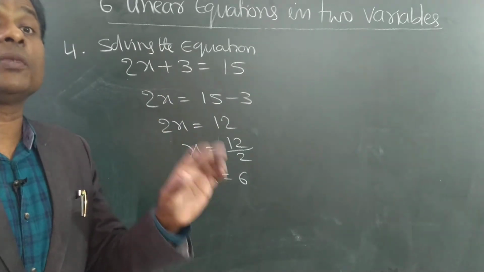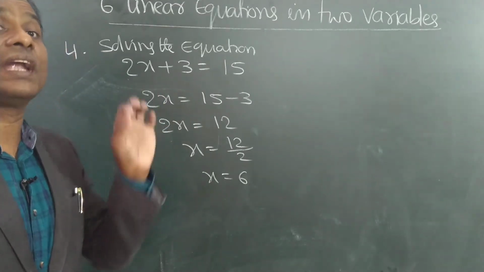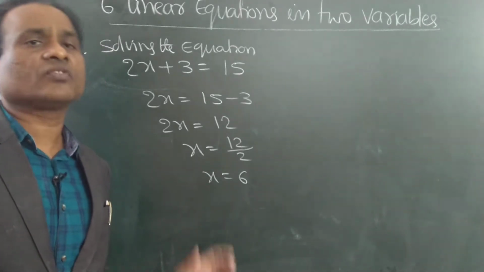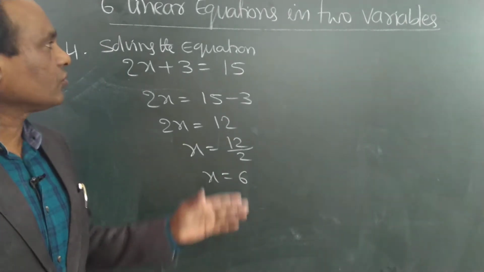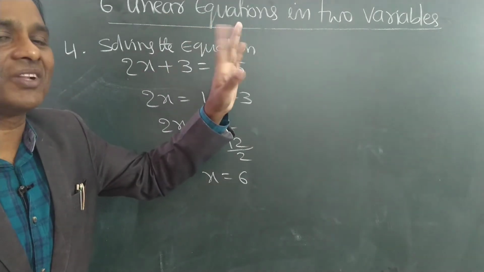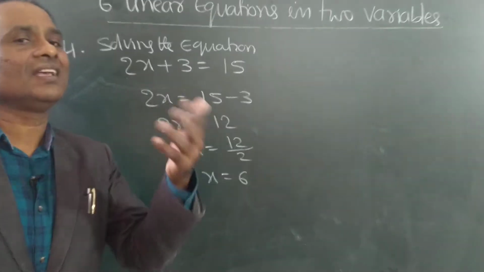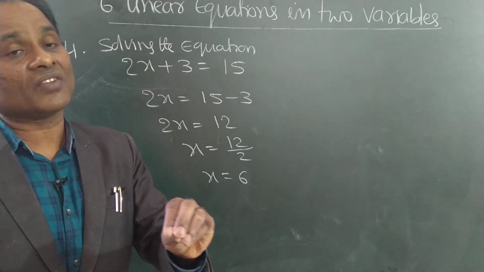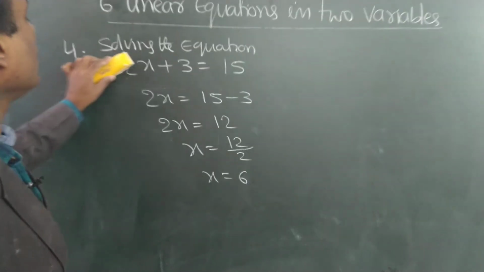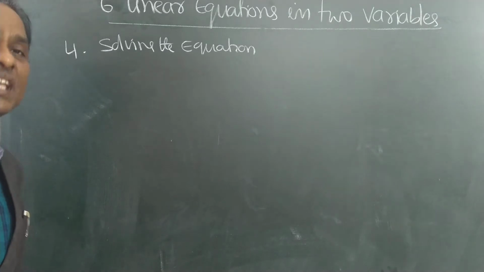So this is called solving the equation. Solve the equation means what does it mean? Finding the value of the variable is called solving the equation. Solve means we have to find the x value. But in our problem there are two variables, x and y. We have to find both the x and y values. How to solve? I will explain while solving the problems. So first, what is the meaning of solving the equation? Just write down: solving the equation.